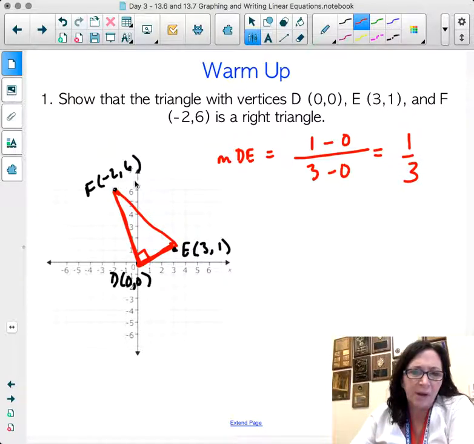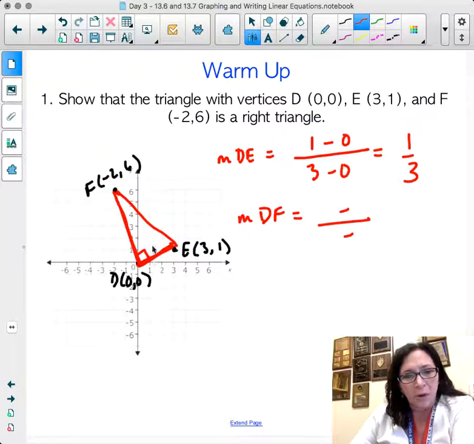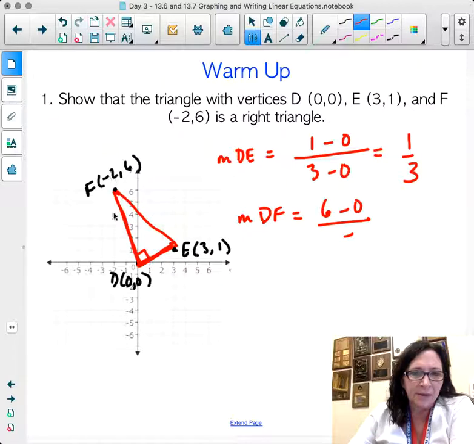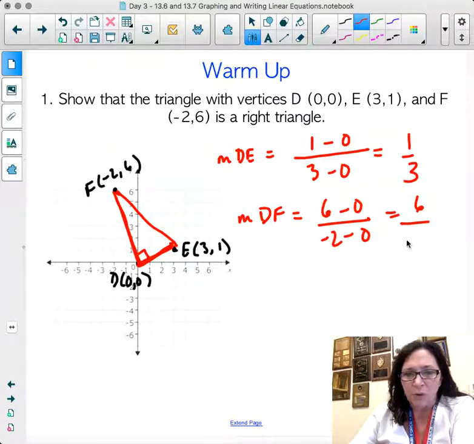And then we're going to find the slope of DF. So the slope of DF. And so we're going to subtract those y's over those x's. So subtracting our y's, we're going to say 6 minus 0 over -2 minus 0, which gives me 6 over -2, which is -3.